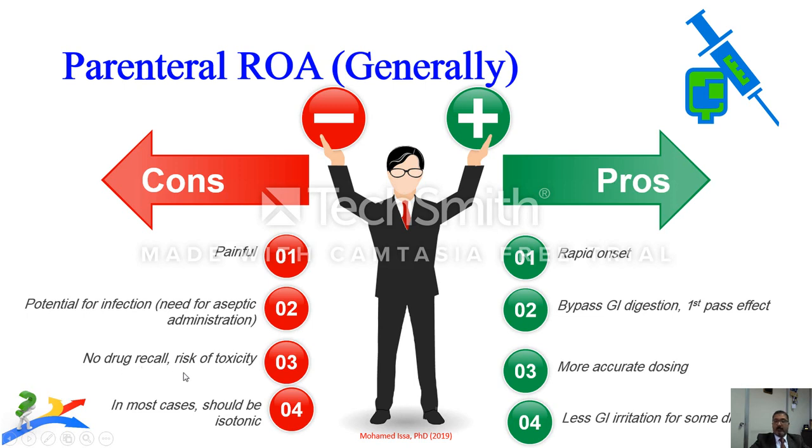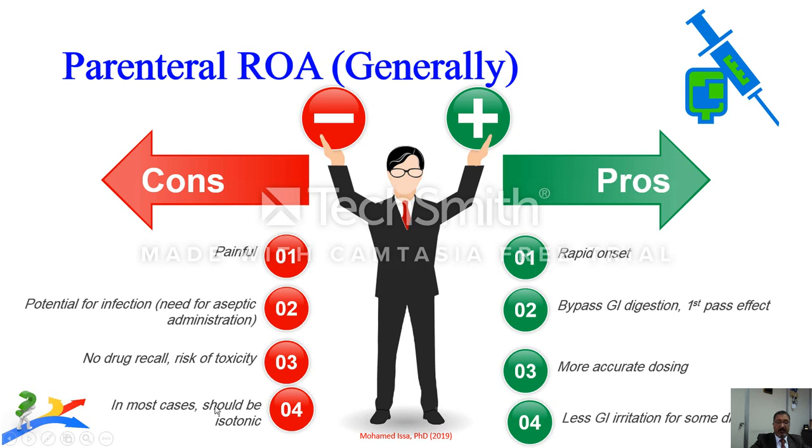Also, no drug recall. You have risk of toxicity or overdosage. Once the drug is there, it's very difficult to retrieve the drug, so it's very difficult to handle toxicities. In most cases, the injectable formulations should be isotonic, meaning that they should have more or less the same osmotic pressure as the blood or the biological fluids. Why do we go for isotonic? To avoid irritation. It's sometimes very dangerous if you inject non-isotonic.